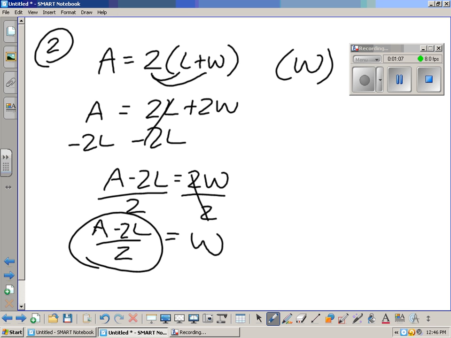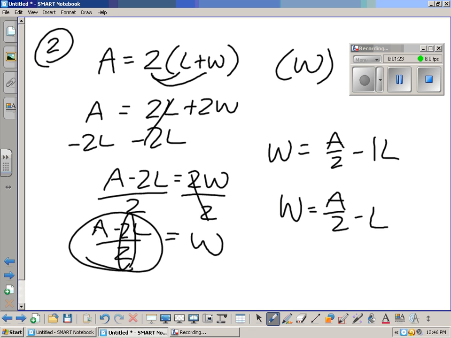This can be rewritten. You could write that W instead equals A divided by 2 minus 1L, because 2 divided by 2 is equal to 1, so it would be a negative 1L. I could simplify it further and write A divided by 2 minus L. I had a student in class say we could also write it as 1/2 A minus L. That's also another option. And I'm going to show you one other method.